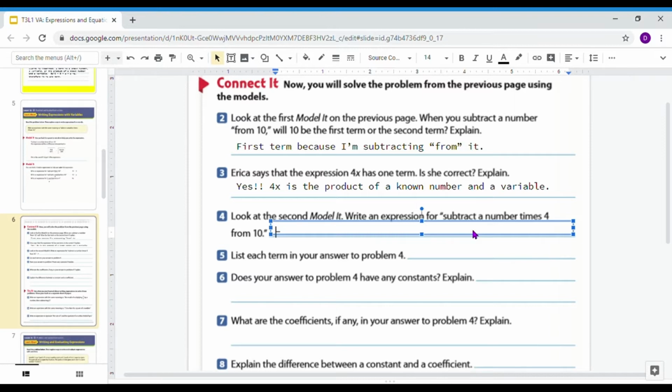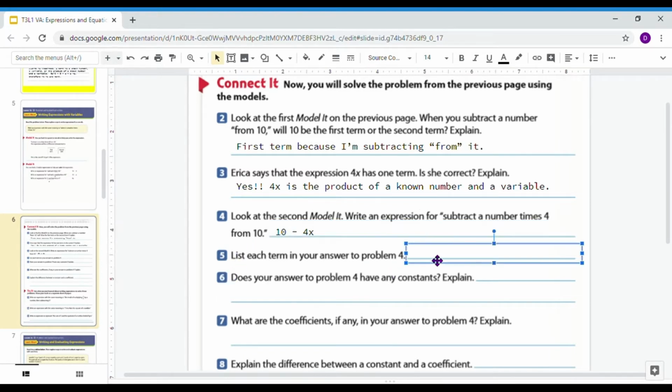And now I'm trying to think of what are my terms here. So subtract a number times 4 from 10. We kind of already figured this out. We know that 10 is going to be my first number because I'm subtracting from it. But now, what am I subtracting from it? A number times 4. Well, whenever we see the words a number, we should be thinking about a variable, because it means that they're not giving us a number. A number times 4. So we're going to write this as 10 minus 4x. I came up with my operation, my first term, and my second term.